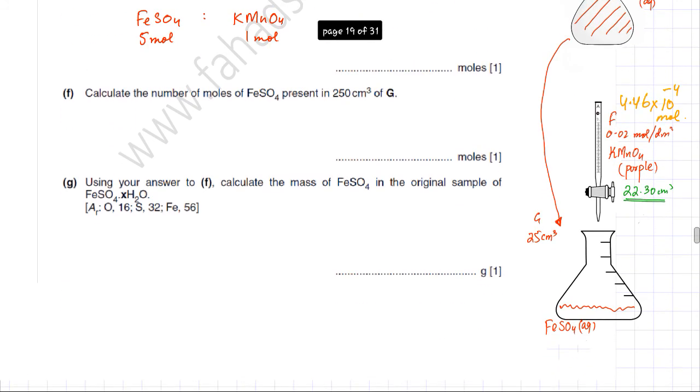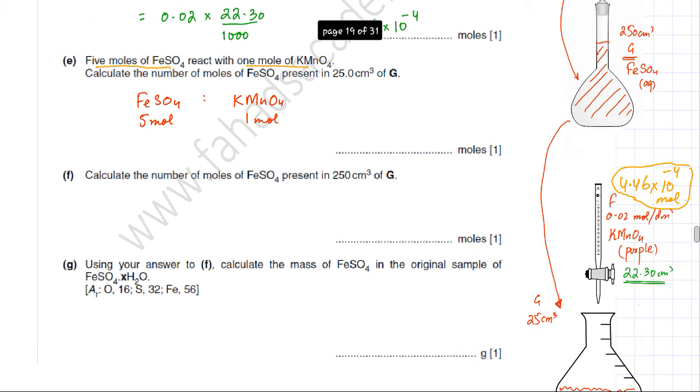So the amount of F that's being added from the burette is going to be, let's circle that as well to highlight this. So the quantity of moles of F or KMnO4 that are being added are 4.46 × 10⁻⁴ moles. These are the quantity of moles of KMnO4 that are added to the flask, which contains FeSO4. And in the next part, the question states that in part E, 5 moles of FeSO4 are going to react with 1 mole of KMnO4. So they've given you the ratio in which KMnO4 and FeSO4 react. 1 mole of KMnO4 reacts with 5 moles of FeSO4.